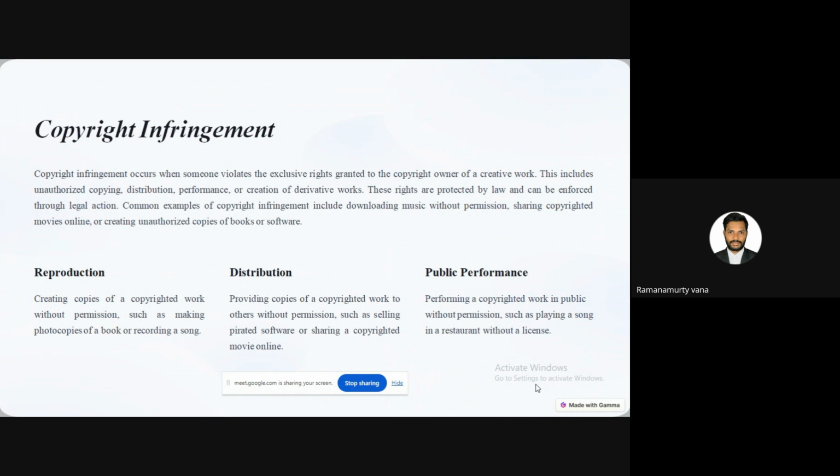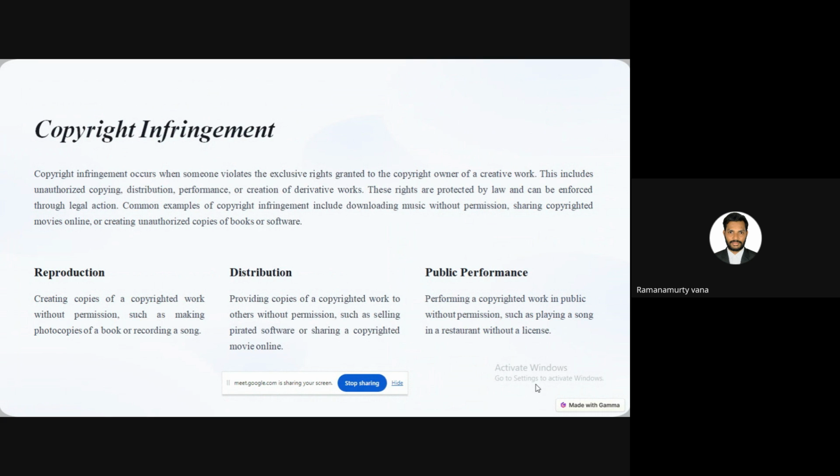Copyright infringement occurs when someone violates the exclusive rights granted to the copyright owner of a creative work. This includes unauthorized copying, distribution, performance, or creation of derivative works. These rights are protected by law and can be enforced through legal action. Common examples include downloading music without permission, sharing copyrighted movies online, or creating unauthorized copies of books or software.